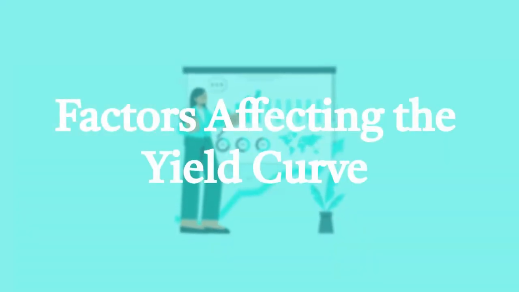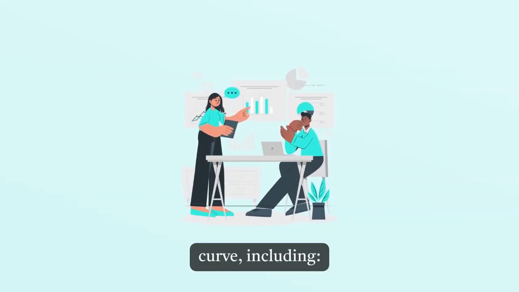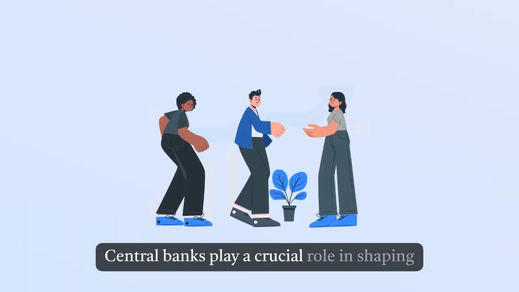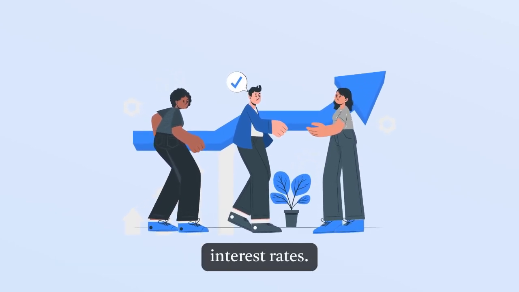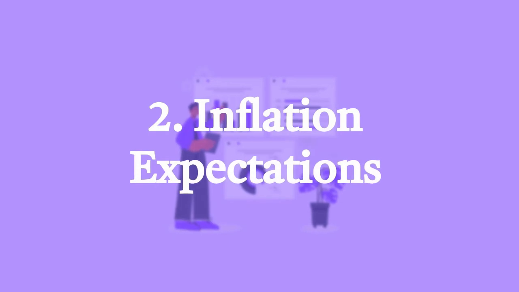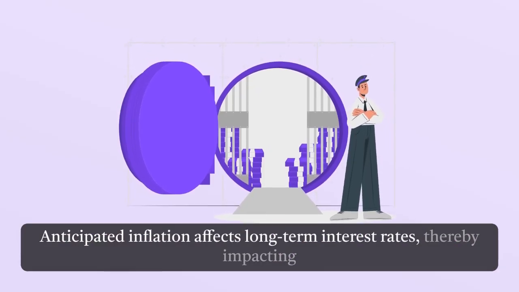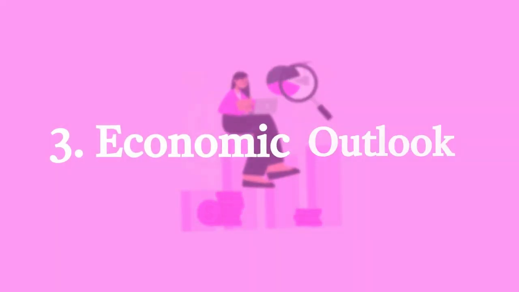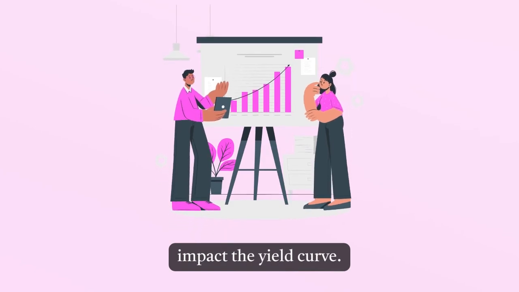Factors affecting the yield curve. Various factors influence the shape of the yield curve, including: 1. Monetary policy. Central banks play a crucial role in shaping the yield curve through their control over short-term interest rates. 2. Inflation expectations. Anticipated inflation affects long-term interest rates, thereby impacting the slope of the yield curve. 3. Economic outlook. Market perceptions of economic growth and stability also impact the yield curve.